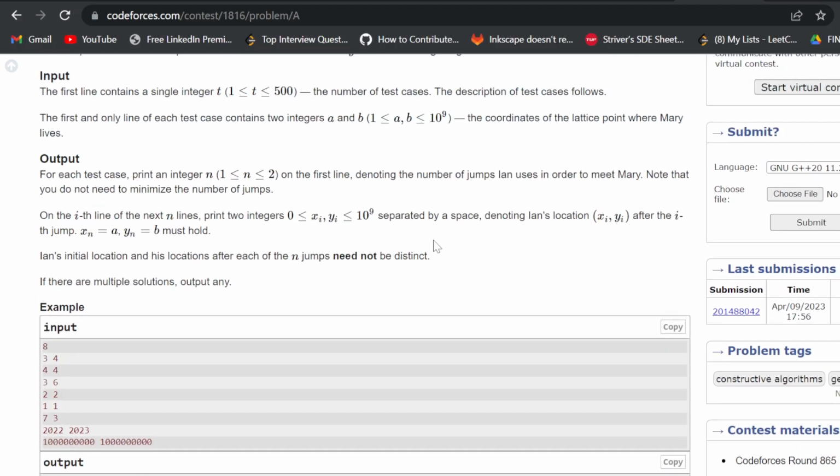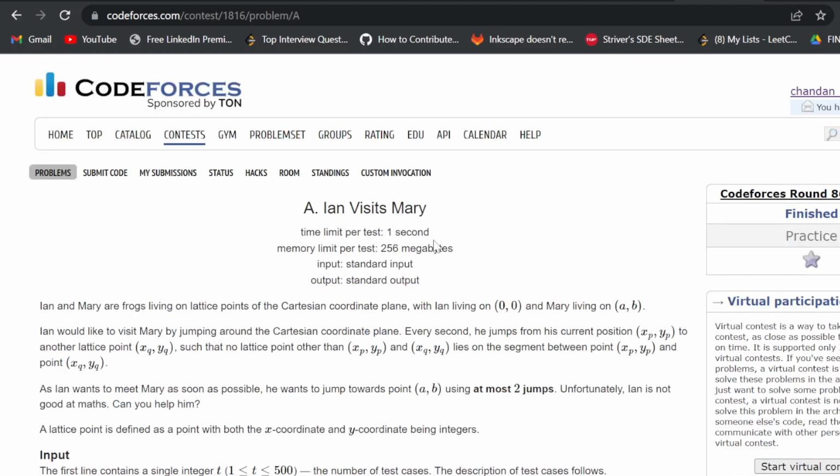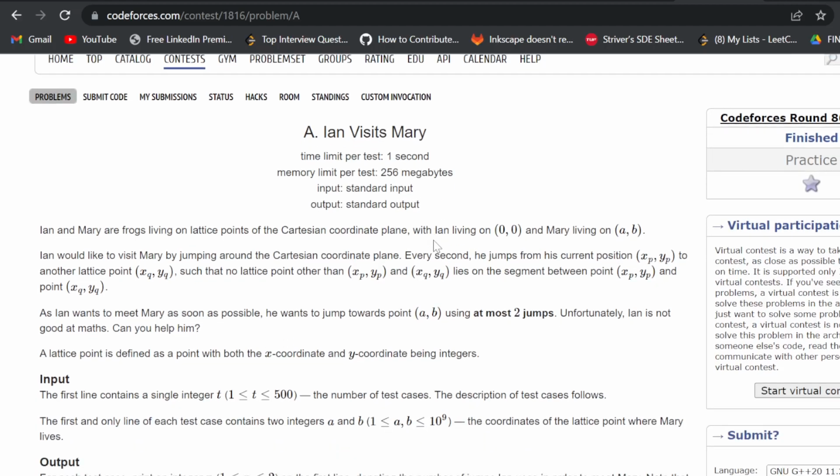Hello everyone. Today we'll be seeing the solution to the question Ian visits Mary, which came in Codeforces Round 865, held on 9th of April 2023. The problem statement goes like: Ian and Mary are frogs living on lattice points of the Cartesian coordinate plane, with Ian living on (0, 0) and Mary living on (a, b). Ian would like to visit Mary by jumping around the Cartesian coordinate plane.